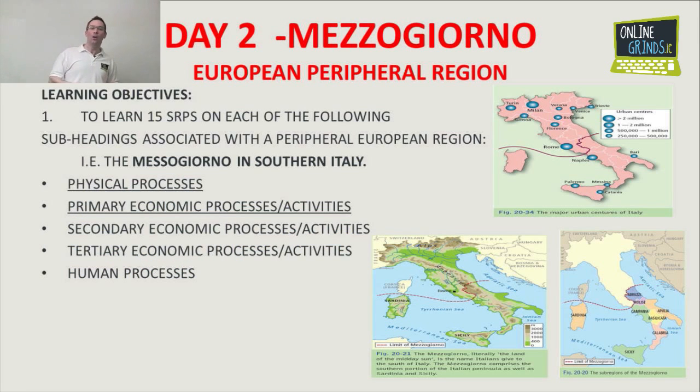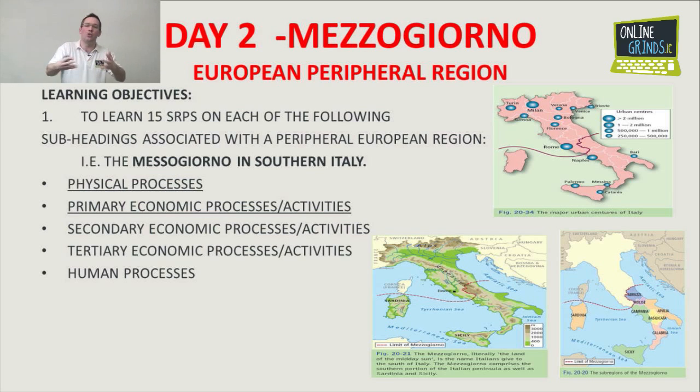Then in day 2, I would say look at the second archive grind, which would be the Mezzogiorno, a peripheral European region. The key learning objectives are the same for most of the regions, the next 4 that we'll be looking at briefly. You need to know 15 SRPs on physical processes, 15 SRPs on primary economic processes, 15 on secondary economic processes, 15 on tertiary economic processes, and 15 on human processes.